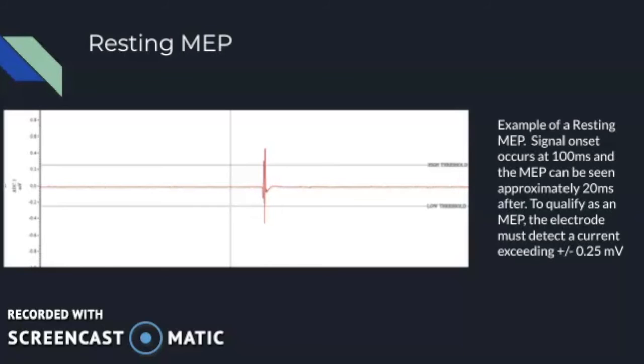Shown here is an example of a MEP when a participant is at rest. As you can see, the signal is constant until about 120 milliseconds. This vertical line here indicates when the stimulus first fires, which is at about 100 milliseconds. So it takes about 20 milliseconds for the signal to elicit the response in the target muscle. To quantify as an MEP, as stated earlier, the electrode must detect a current exceeding plus or minus 0.25 millivolts.